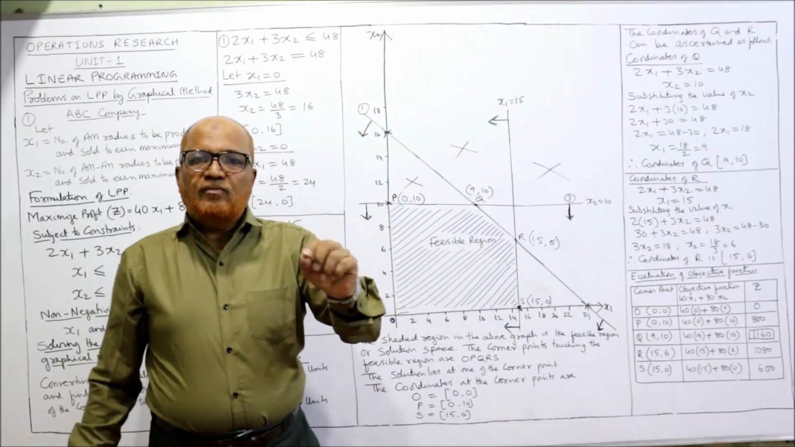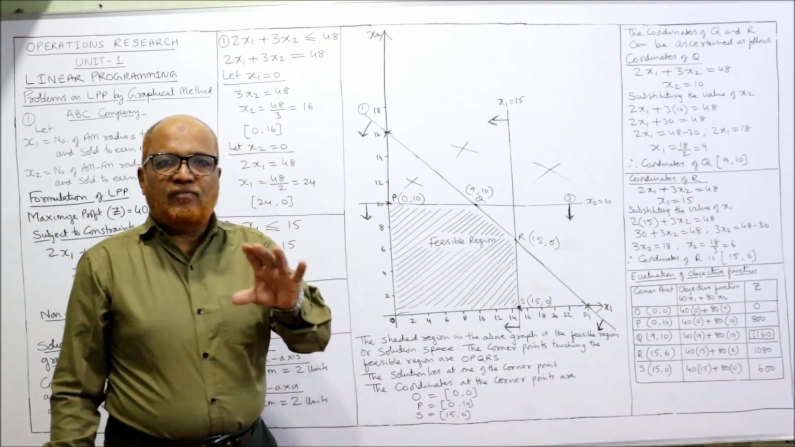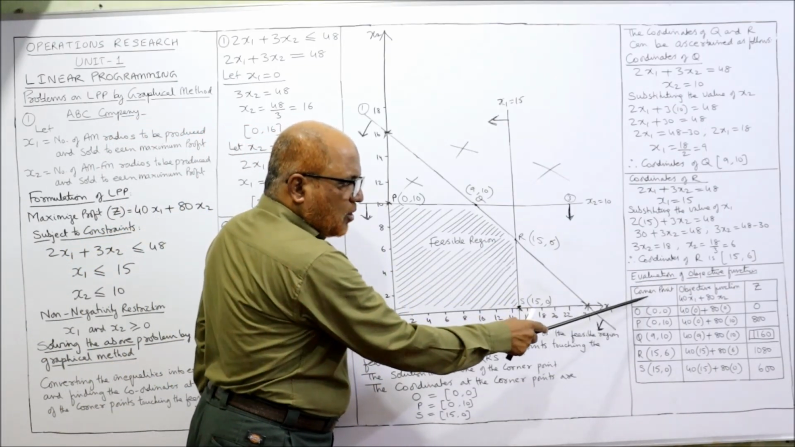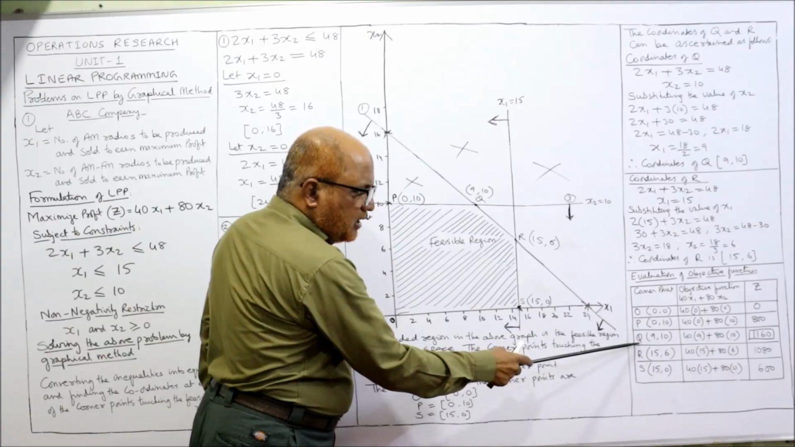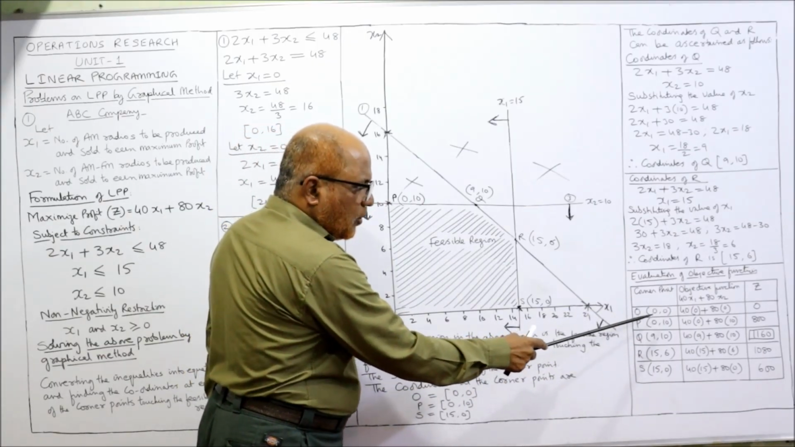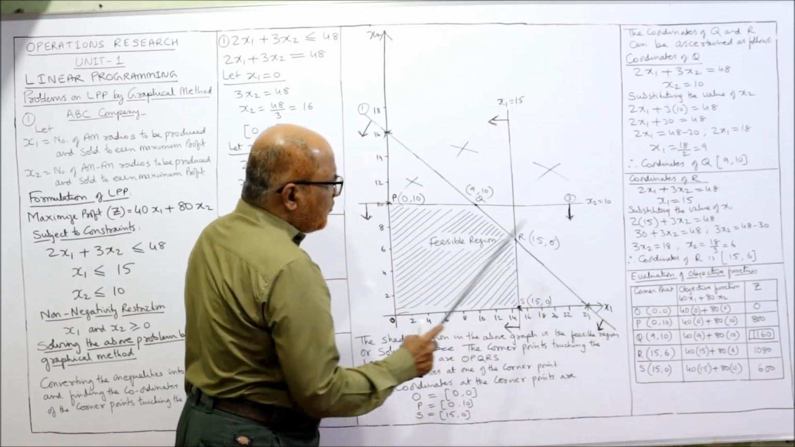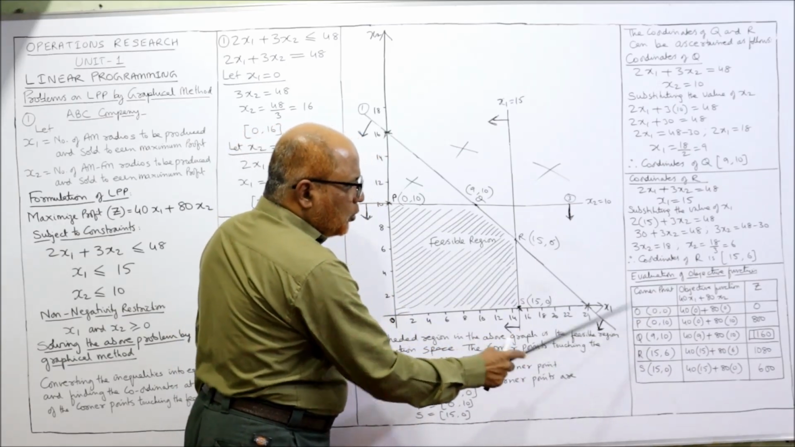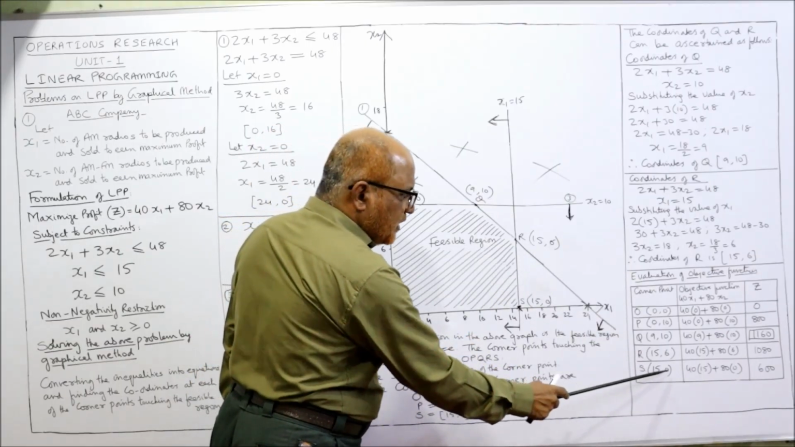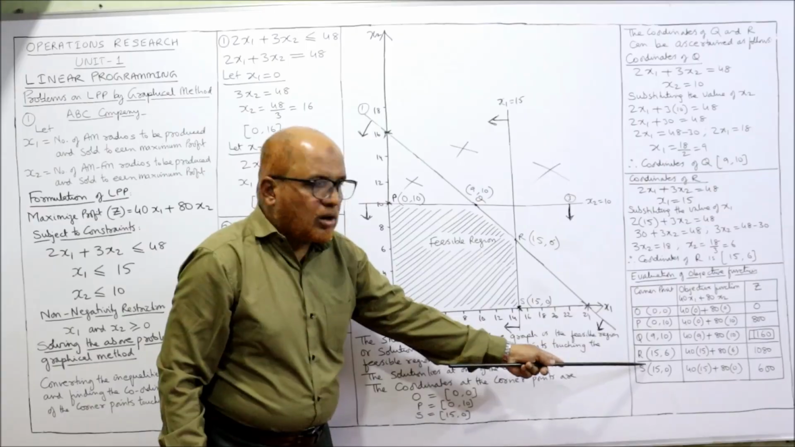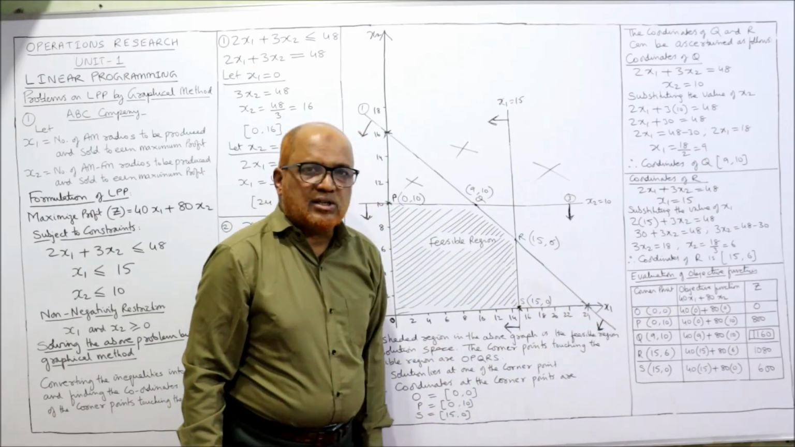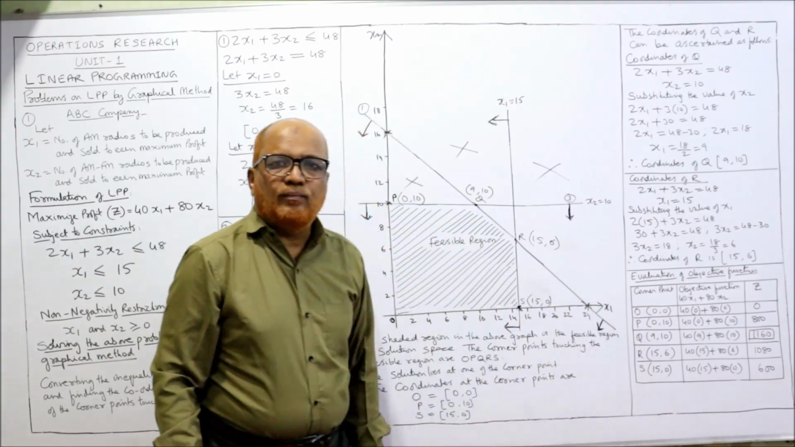In this equation, we substitute the values of x1 and x2. See the table, evaluation of objective function. Corner points O, P, Q, R, S. The coordinates of O is 0, 0. Coordinates of P, 0, 10. Q, 9, 10. R, 15, 6. S, 15, 0. I have taken all the corner points. Now, objective function 40x1 plus 80x2. Last column is the Z value.